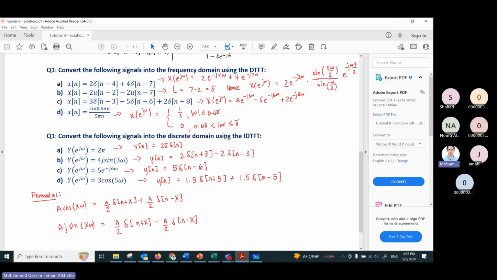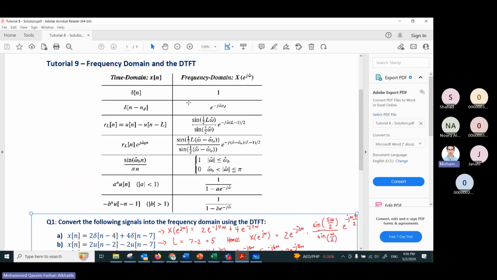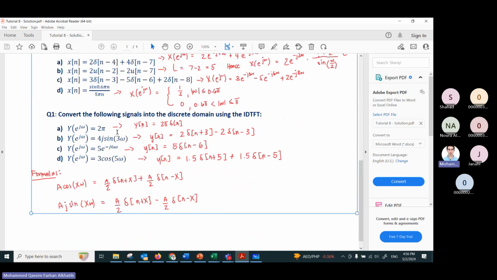Convert the following signals into the discrete domain using IDTFT. So going backwards now. I have a constant for j sine 5, 3 cosine, etc. Now someone might ask, what is 2 pi? It's a constant, so there is a delta involved. By the way, we are not going to be using the formula. Most of the time we'll be looking at the tables. We have a constant, there are no omegas, so there is a delta. However, the delta is multiplied by 2 pi. So the function that gives me 2 pi in the time domain is 2 pi delta n.